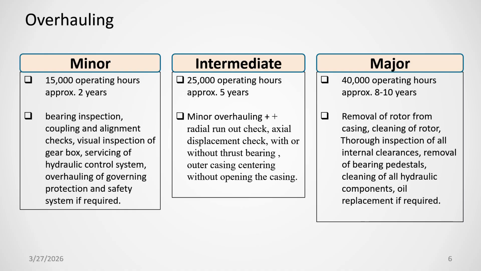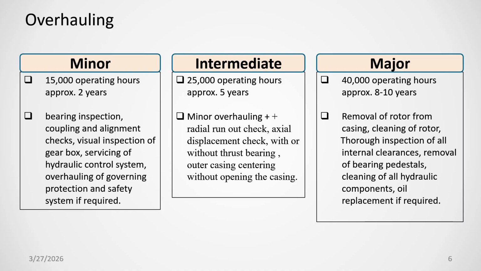In the minor overhauling, what are we doing? We are doing bearing inspection, coupling alignment checking, visual inspection of the gearbox, and servicing of hydraulic control systems, meaning your servo motor, etc. Overhauling of the governing protection device and safety system if required. This is the job we do during the minor overhauling. It will take hardly 3 to 4 hours after cooling down the turbine. Then the intermediate overhauling: after we start the turbine following minor overhauling, after 25,000 operating hours, that is around 5 years, you have to stop the turbine for intermediate inspection.